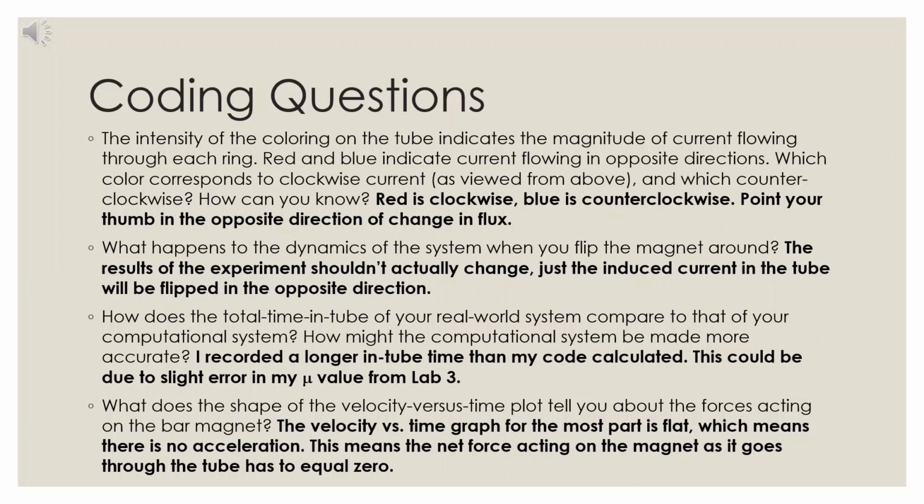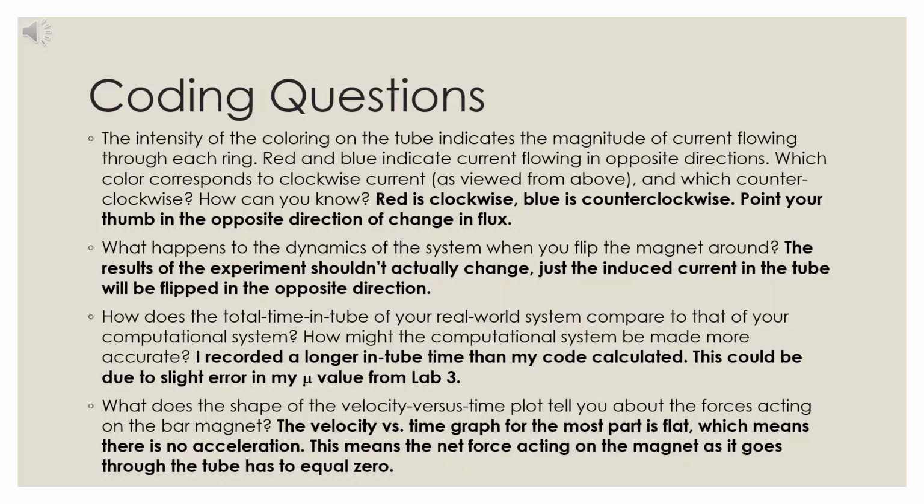Now we have some of the coding related questions. The way the coloring of the tube worked is as the magnet moved down, the rings directly below the magnet were colored red and the rings directly above were colored blue. The red corresponded to a clockwise induced current and the blue corresponded to a counterclockwise induced current when viewed from the top. We can determine this by pointing our right thumb in the opposite direction of the change in flux, and whichever way our fingers curl is the direction of the induced current.